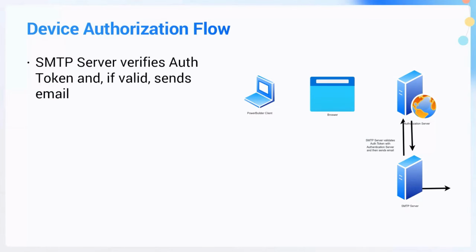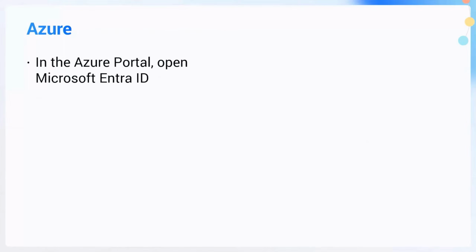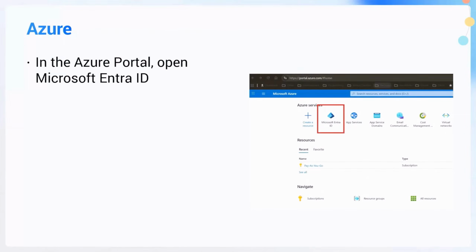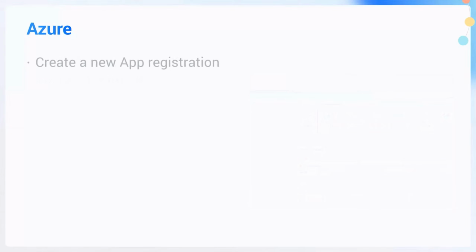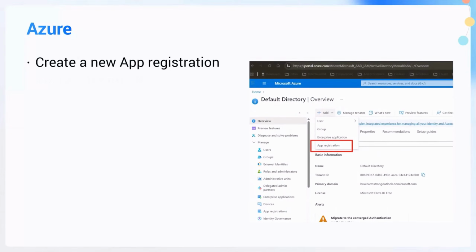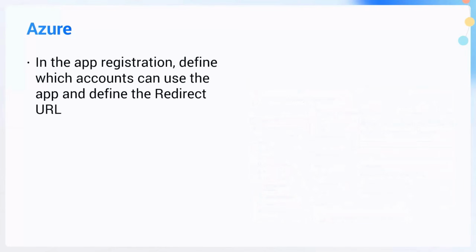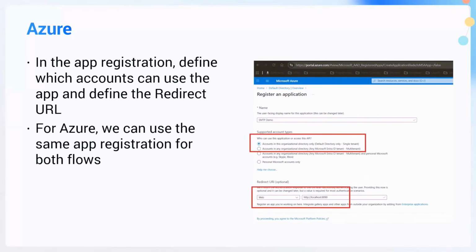Okay, now that we understand how the flows work, let's go and see how we create the client in Azure and Google to allow the apps to do this. We start with Azure. So what we're going to do is we're going to go into the Azure portal, and we'll click on Microsoft Entra ID. And then we'll do a new app registration. In the new app registration, we're going to define what kind of accounts can use the app. And then we can provide a redirect URL.